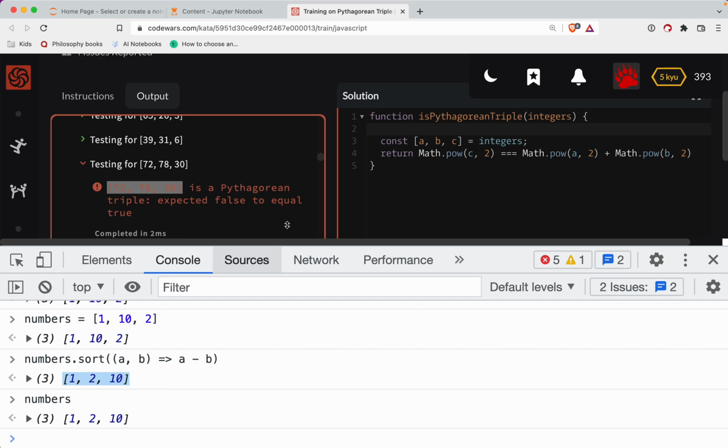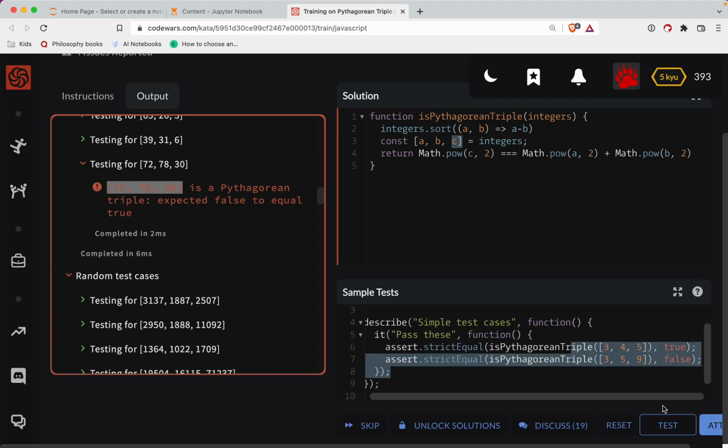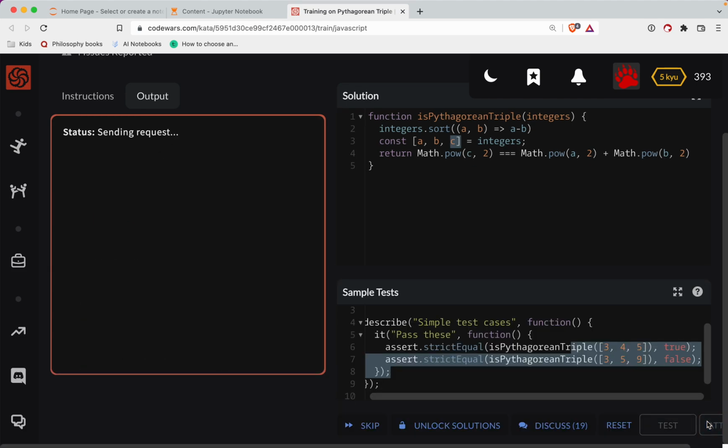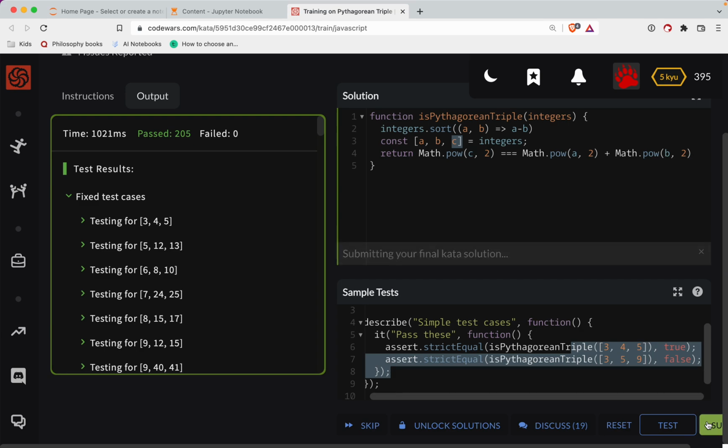Okay, so up here we'll do integers.sort. There's my function, a minus b. Okay, so now that they're sorted, we're always going to get c as the hypotenuse. So let's attempt that submission. Okay, now they're all working. Great job, y'all.